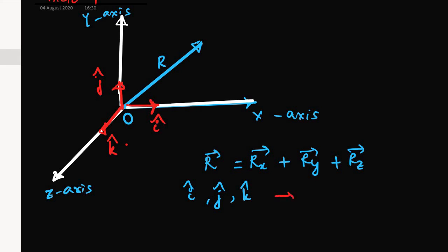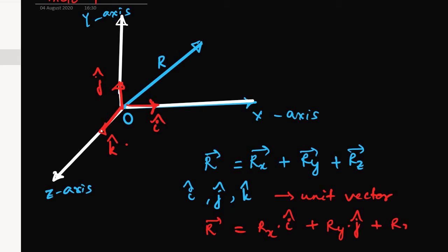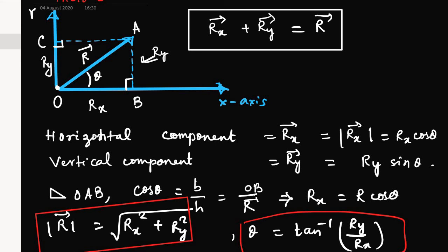So if we have the unit vectors of the x axis, y axis and z axis, then the r vector equals rx, which is only the magnitude, I am not giving the vector sign here, into i cap plus ry into j cap plus rz into k cap. You must remember this because you are going to write this formula whenever necessary. When it is in 3D, you will write like this. When it is 2D, you will divide it like this.